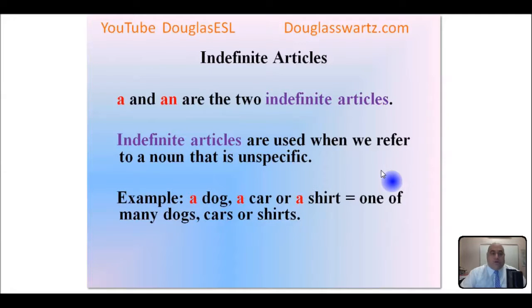Okay, indefinite articles. A and an are the 2 indefinite articles. Indefinite articles are used when we refer to a noun that is unspecific. For example, a dog, a car, a shirt, a pencil. As long as something is unspecific or hasn't been mentioned before, we use an indefinite article.